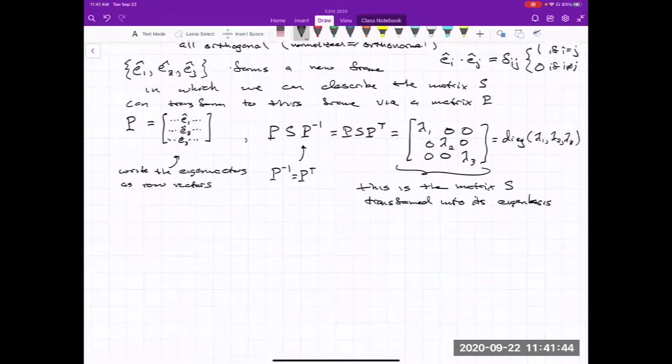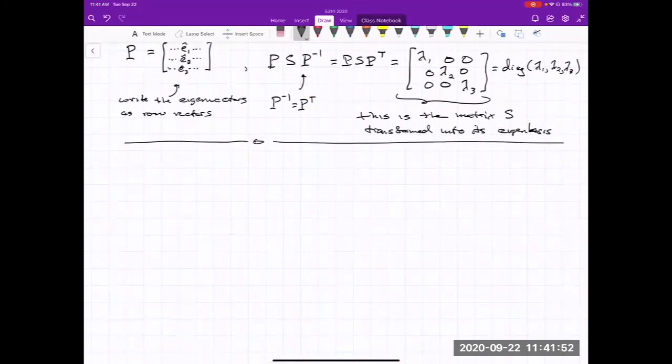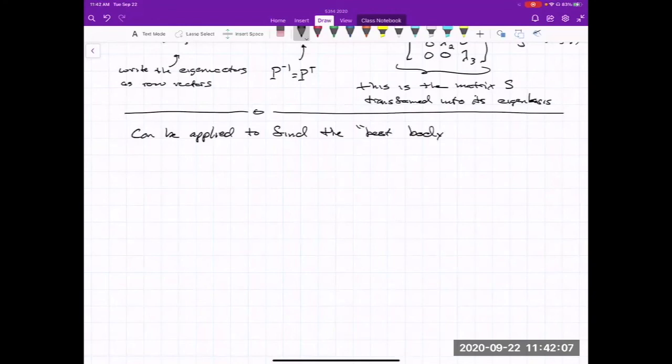Now, how do we apply this to our 3x3 moment of inertia matrix? So this can be applied to find the best body fixed frame, which I'll just go ahead and tell you now is called the principal axis frame.